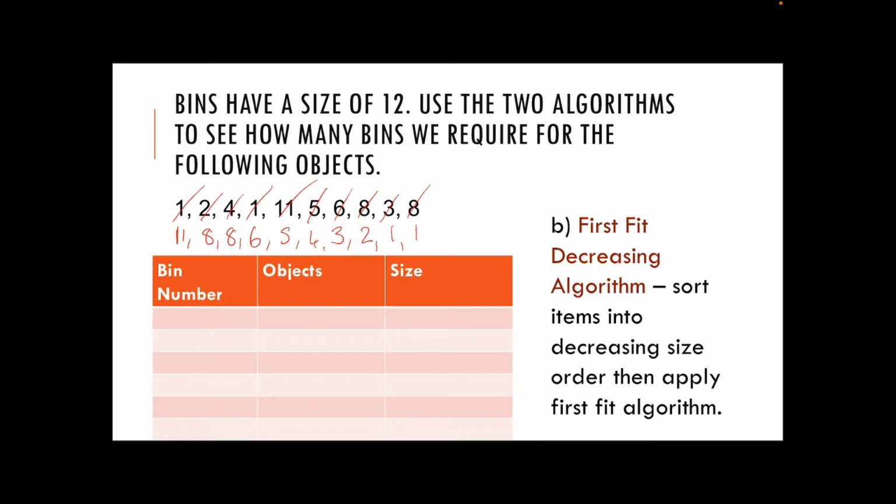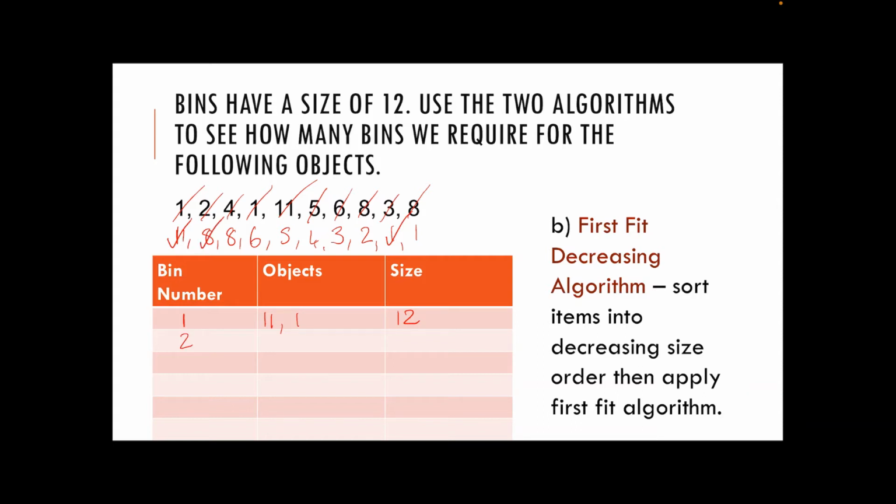First fit decreasing then. Bin number 1, I'm going to start with number 11. So we've got that one ticked off. And then I can't fit 8, 6, 5, 4, 3, 2, but I can fit one extra one in. So that's going to give me the size of 12 when I add 1 and 11 together. So that bin is full.